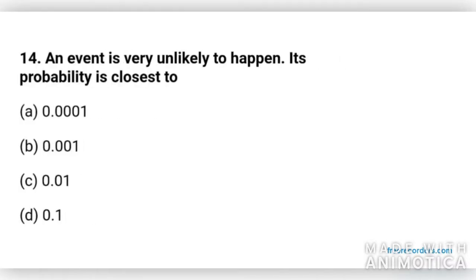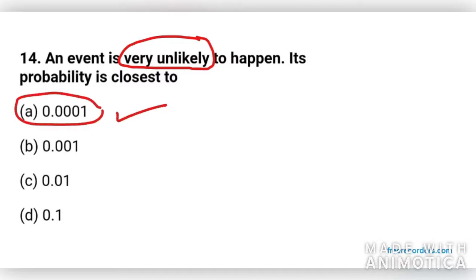Let's move on to the next one. It says an event is very unlikely to happen. Its probability is closest to. Very unlikely means minimum chances are there that there will be an event. So in this case we have four quantities, and the one which you think is the least is the answer to this question. Out of these, the first part is the right option, where the probability is 0.001, which is actually minimum among the given values. So the right option is A part.